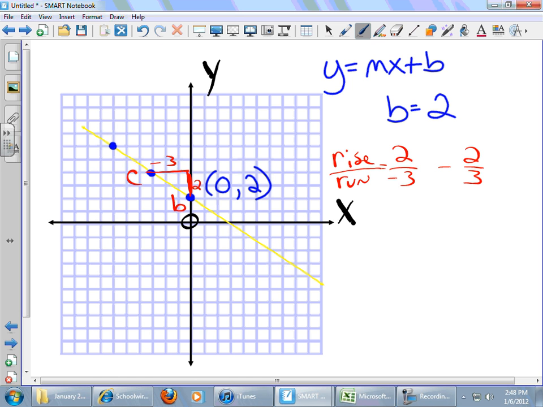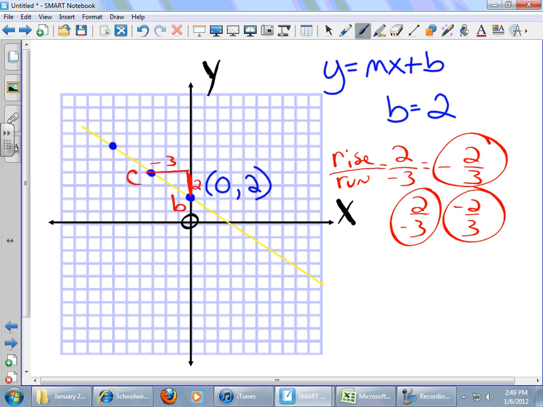I could write it as 2 over negative 3. I could write it as negative 2 over 3. Or I can put the negative out front. All 3 of them are the same thing. This is the same as this, which is the same as that. All right, I'll use this one because it's less complicated when I go to write my equation.